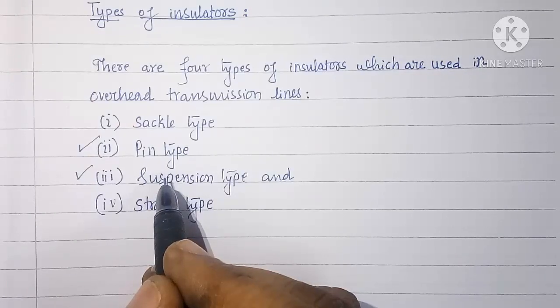There should be sufficient thickness of porcelain between line conductor and the insulator pin to give a safety factor up to 10 against puncture. It is desirable to design the insulator such that flashover should occur before the puncture.